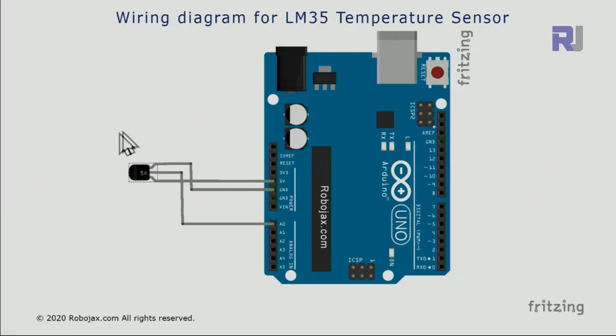Here is the wiring diagram for LM35. The left pin is connected to 5 volts. The second pin is the output voltage. We are connecting it to analog zero. And the last pin is ground, and it has been connected to the ground.